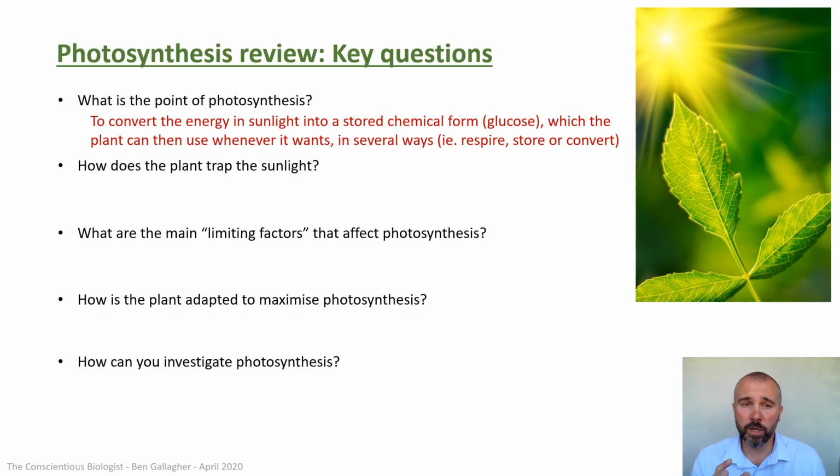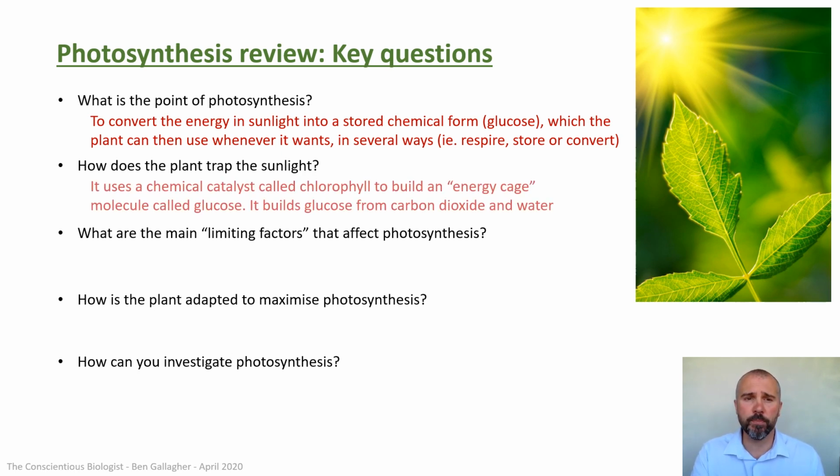So if we jump back now to our key questions, we've already answered the first one. But the second one, how does the plant trap sunlight? We can now write a very brief answer in there. But of course, remember, brief answers will not be good enough in the exams. How does the plant trap the sunlight? It uses a chemical catalyst called chlorophyll to build an energy cage molecule called glucose. It builds glucose from the carbon dioxide and the water. Now that's a very, very brief answer. You can put lots and lots more detail onto that when you answer it in the exams.